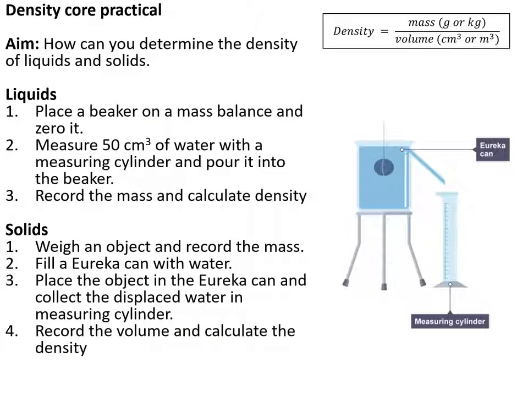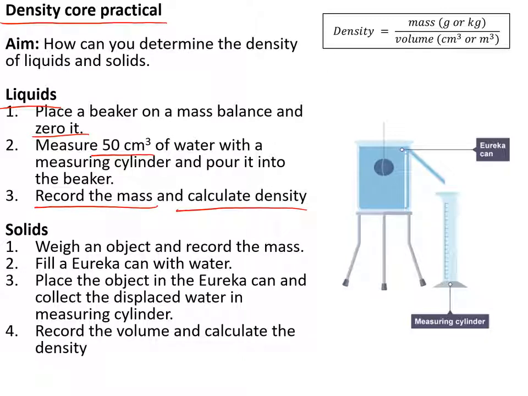We did a core practical on this to determine the density of objects. So with liquids, super easy. We placed a beaker on a mass balance and we zeroed the mass balance. Then we measured 50 centimetres cubed of water from a measuring cylinder, poured it into the beaker and recorded the mass and calculated the density. So the measuring cylinder gave us the volume, the mass balance gave us the mass, and we just did mass divided by volume.